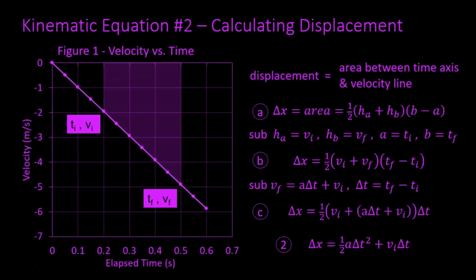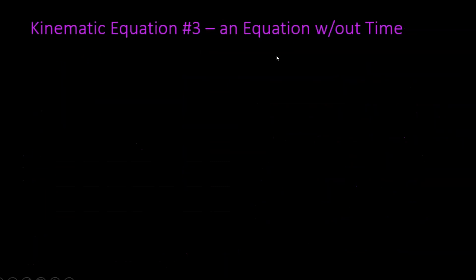So now I have two equations, one for velocity and one for calculating displacement, but they both require us to know the elapsed time. So now we'd like to come up with an equation without time. And for this, we're going to start with equation B from the previous slide. Delta x equals 1/2 times v sub i plus v sub f times t sub f minus t sub i.